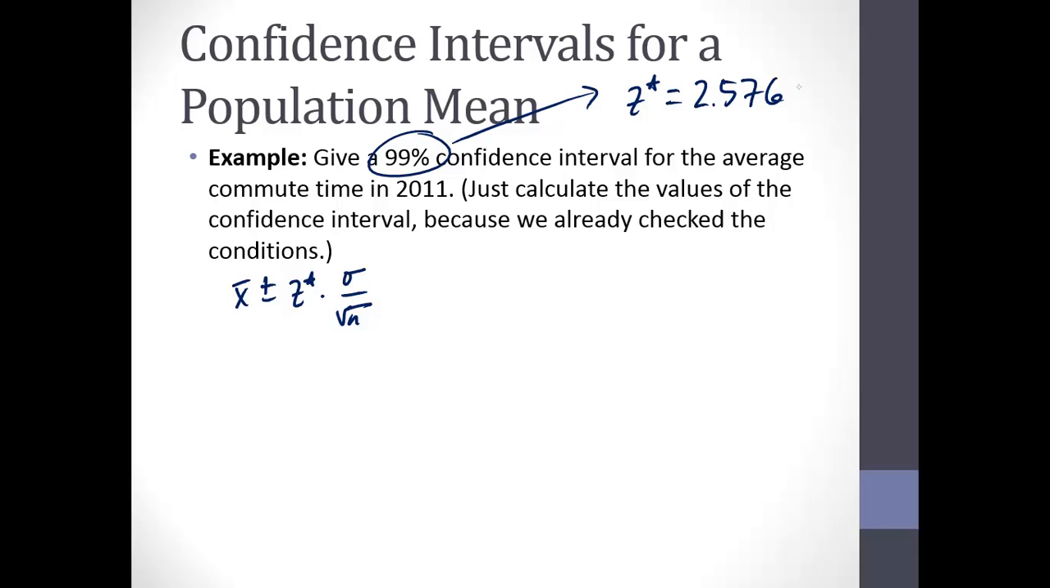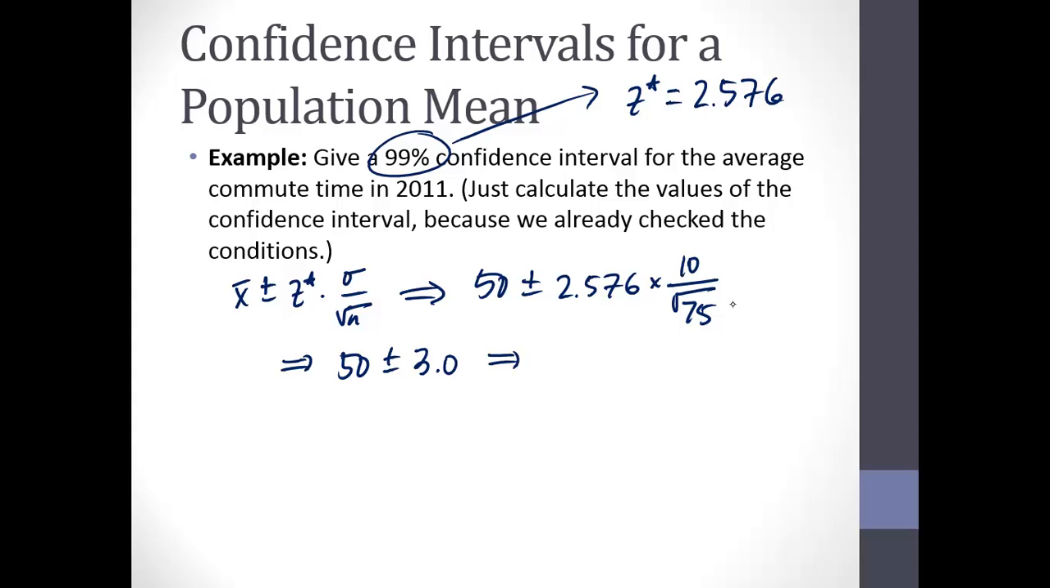2.576. So now I can just fill in the same numbers. My sample mean was 50 plus or minus 2.576 times 10 over the square root of 75, which is 50 plus or minus approximately 3.0, which is 47 to 53 minutes.